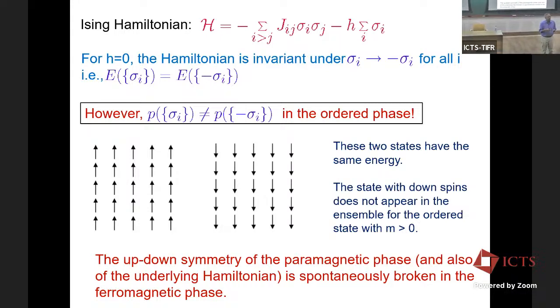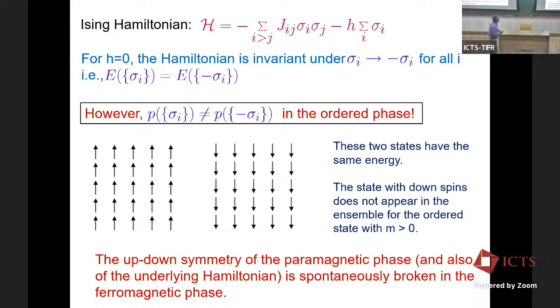So these two states that you get by flipping all the spins will also have the same energy. So according to the canonical ensemble, you'd expect that these two states will occur with the same probability. But that doesn't happen when the system orders. When you have a phase transition and you are going to a state where there is a finite magnetization, it basically means that these two states are not seen with the same probability, because if these two states are seen with the same probability, then the average of sigma would be equal to 0. Right?